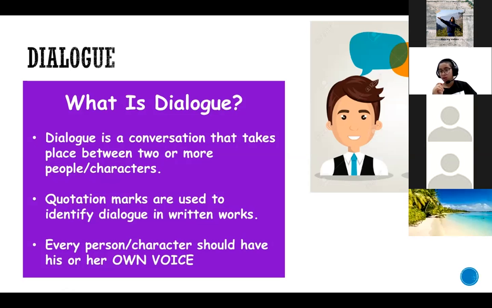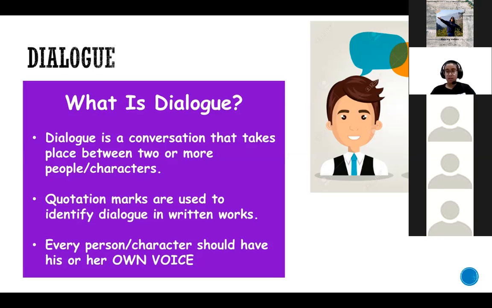So to begin with, what is dialogue? All of you know that dialogue is the words that the characters are saying. What we talk between or among us, that is our conversation. It's a form of dialogue. Where do you find dialogues mostly? Where do you find them? In the middle of a story, or you find in dramas and plays, right?